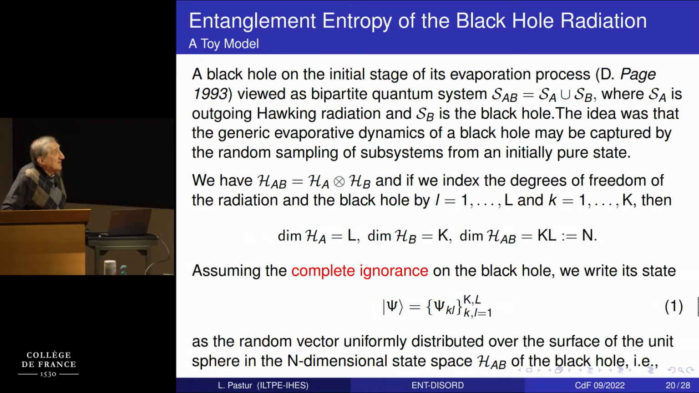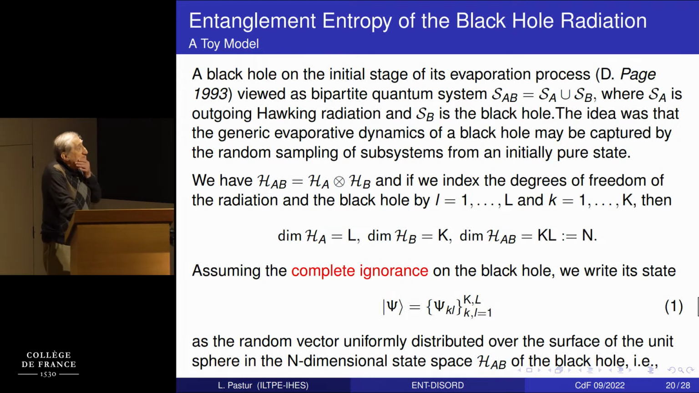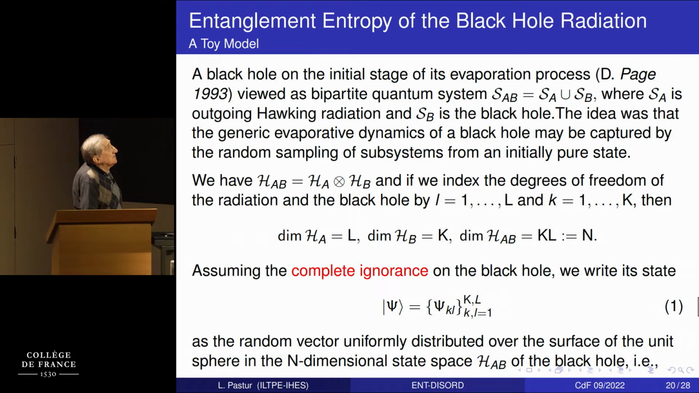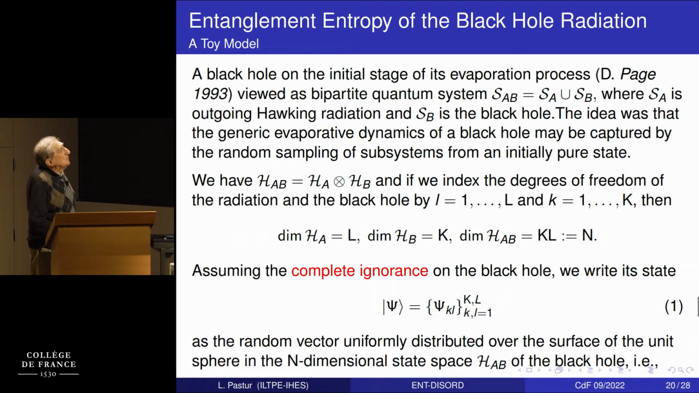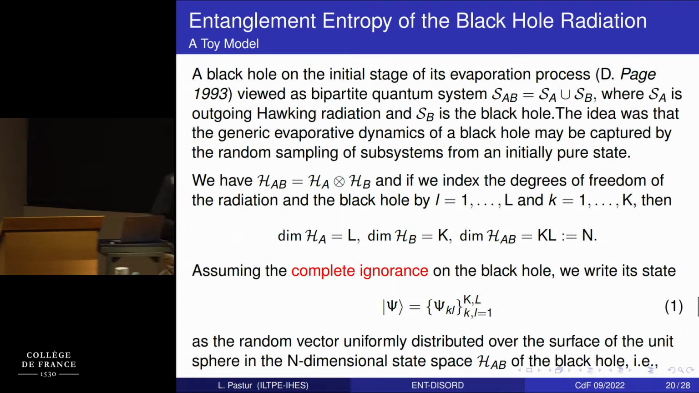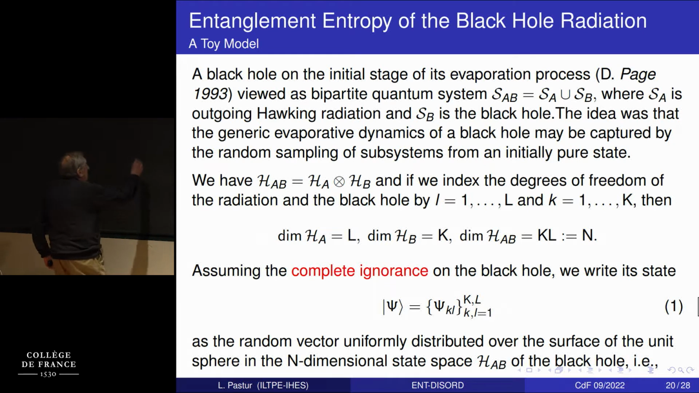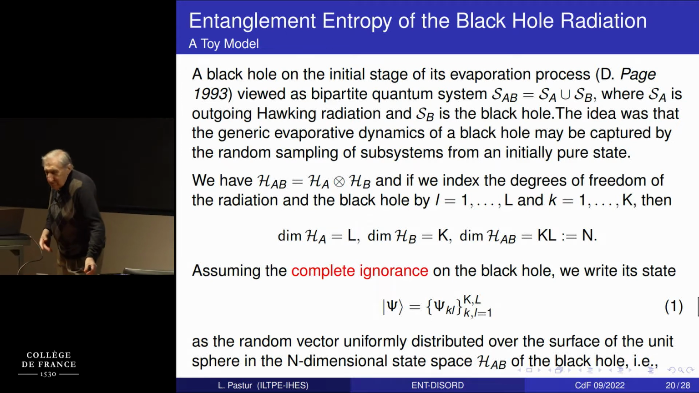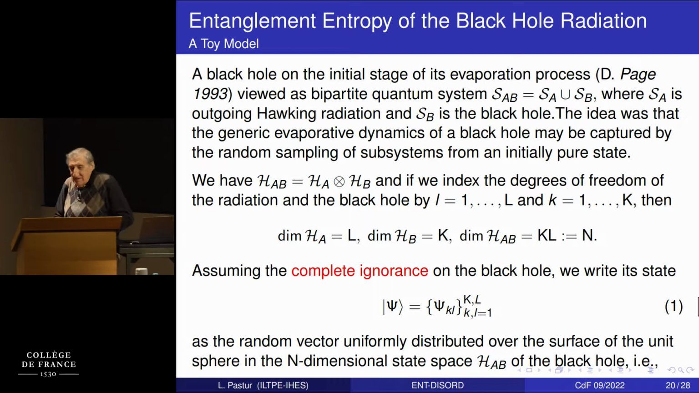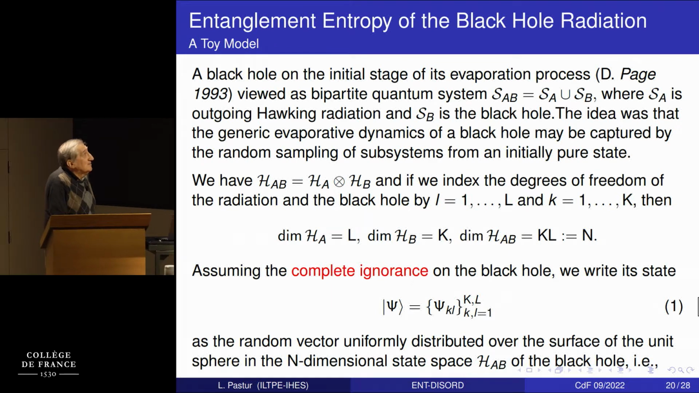So, I'm going to talk about the toy model, a very good illustration of the notions that we introduced and discussed last time. This is a model which was proposed a long time ago, by a PhD student of Hawking, Don Page, in 1993, to describe the Hawking radiation from a black hole. The model is quite simple.